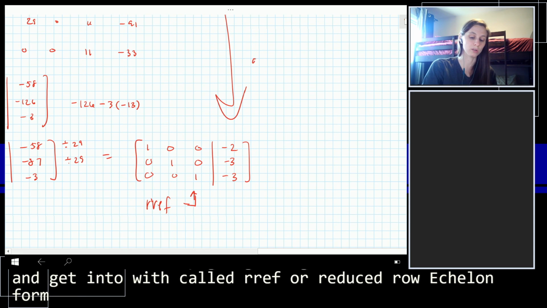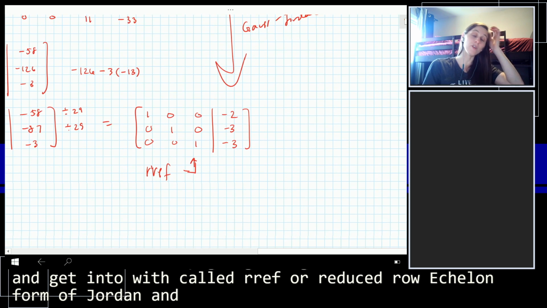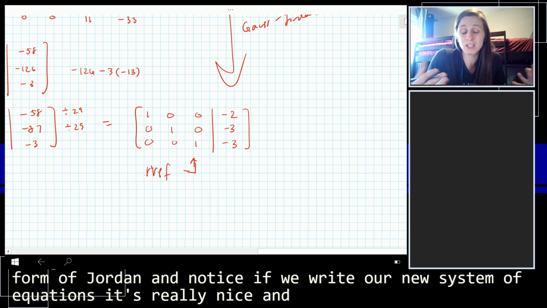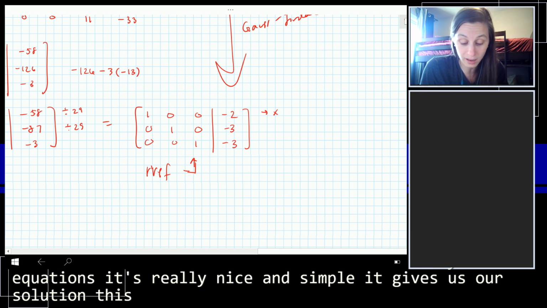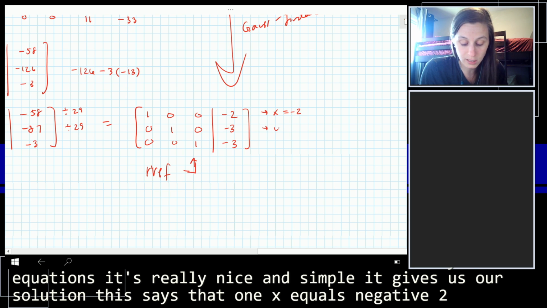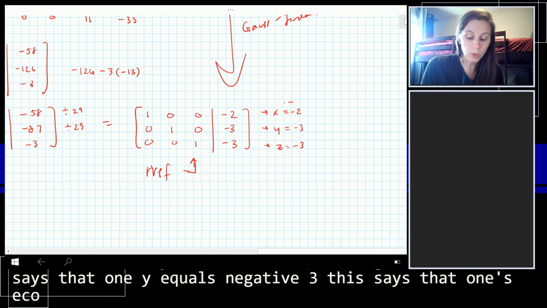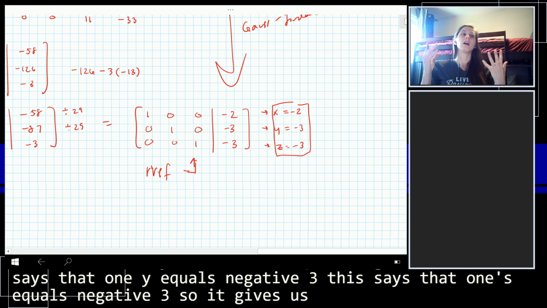So here's Gauss-Jordan. And notice if we write our new system of equations, it's really nice and simple. It gives us our solution. This says that 1x equals negative 2. This says that 1y equals negative 3. This says that 1z equals negative 3. So it gives us our answer.